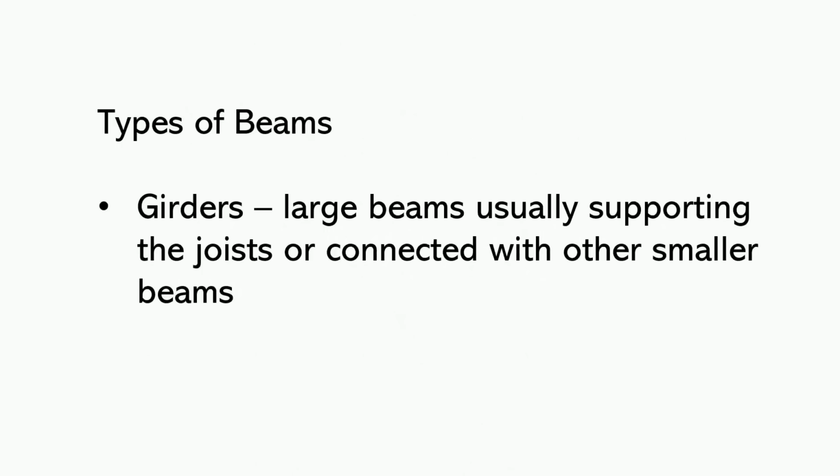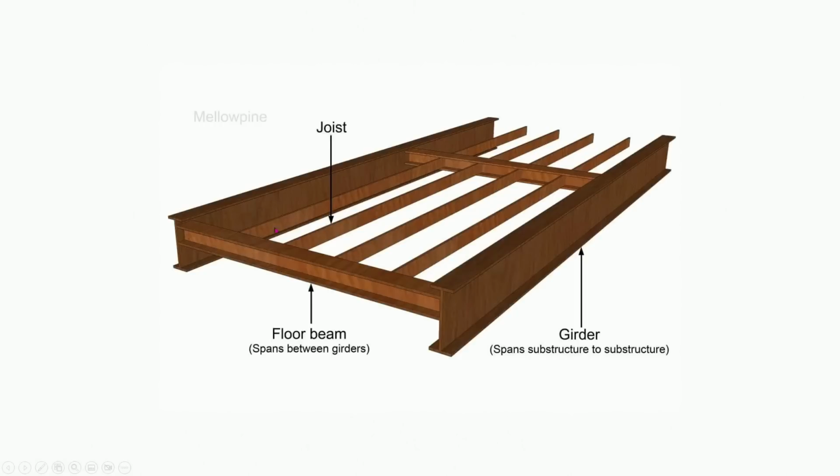And then next, we have our girders, which are large beams, usually supporting the joists or connected with other smaller beams. And so this is it. We have our joists, these right here, and then the joists are carried by the beams because this is our floor beam. And then the floor beam is carried by the girder. Now, this girder is naturally larger than the floor beam and the joist because it carries essentially everything. And then girders span substructure to substructure.